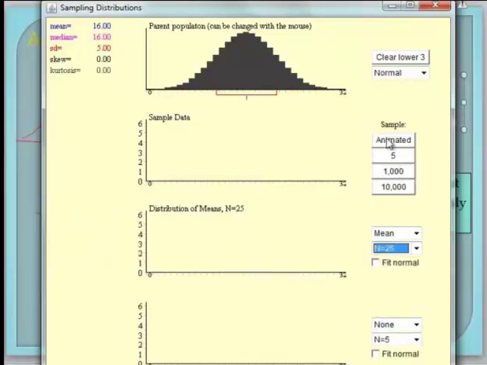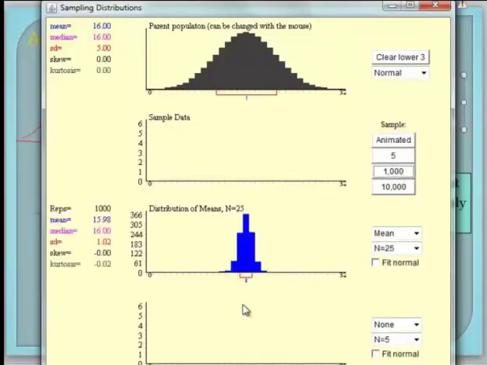Now let's try doing 25. That's as good as we can get. We're going to do 1,000. Look, now it's an even tighter distribution. In fact, whatever the standard deviation of this upper normal curve is, this one has a standard deviation that's smaller by this amount, 1 over the square root of n. So this is whatever this standard deviation is divided by the square root of n, which is the square root of 25, which is 5.